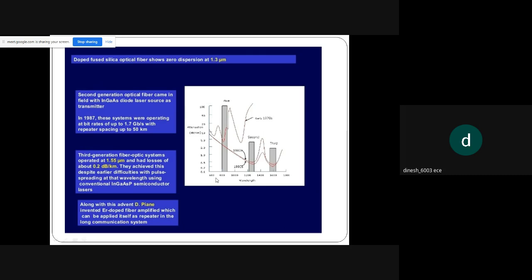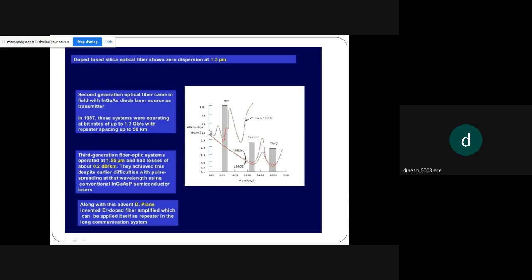So this x-axis is the wavelength, ranging from 600 nanometer, 800, 1000, 1200, 1400, 1600, 1800 nanometer. So this is your first window, this is the second window, this is the third window. And this represents the year of evolution. The red color represents the years of evolution. So this was the window being used till the 1970s, which had an attenuation of about 10 decibels for every kilometer.